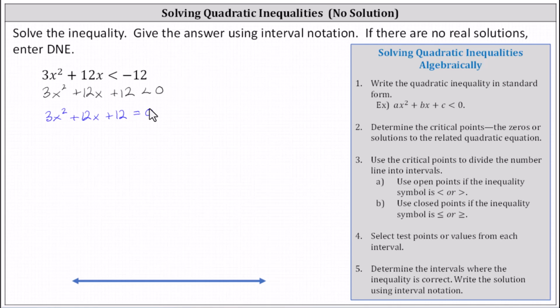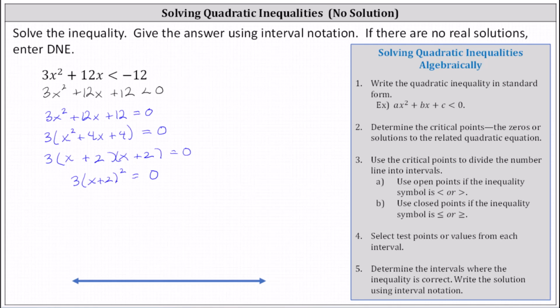Let's solve by factoring. Recall the first step is to factor out the greatest common factor, which in this case is 3, giving us 3 times the quantity x squared plus 4x plus 4. Let's see if we can factor further by factoring the trinomial into two binomial factors. The factors of x squared are x and x. The factors of positive 4 that add to positive 4 are positive 2 and positive 2, giving us 2 factors of x plus 2. Let's write this as 3 times the square of x plus 2 equals 0.